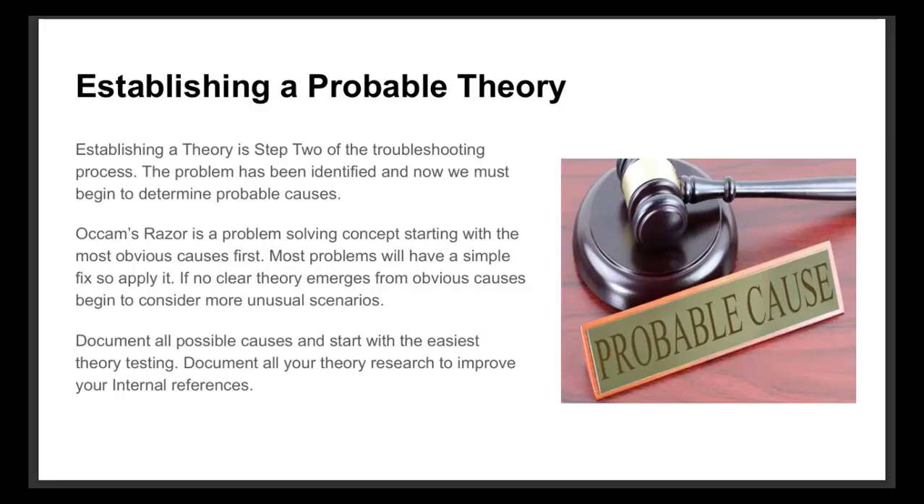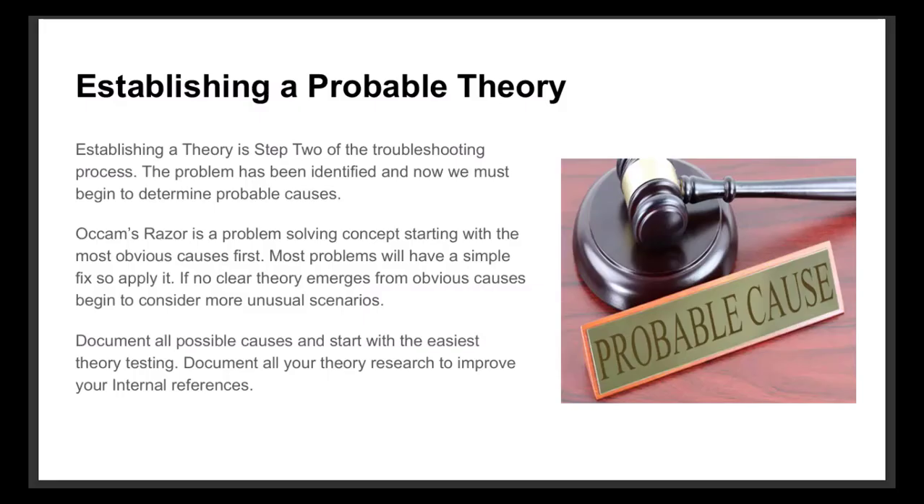Before we move on to other steps in the troubleshooting process, we always want to document all of the potential causes that we considered. And we should rank them in an order from most likely to least likely. This will allow us to prioritize our time, as well as to document all of the research that we used to come to establishing a probable theory.